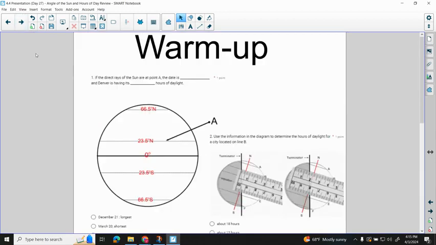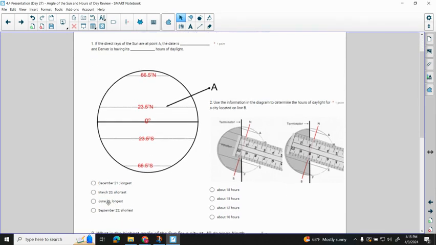Okay. For the warm up, if the direct rays of the sun are here, that's north of the equator, and that is going to happen in June, June 21st, our first day of summer. That was when we're having our longest hours of daylight. So your answer would be right here, June 21st and longest.